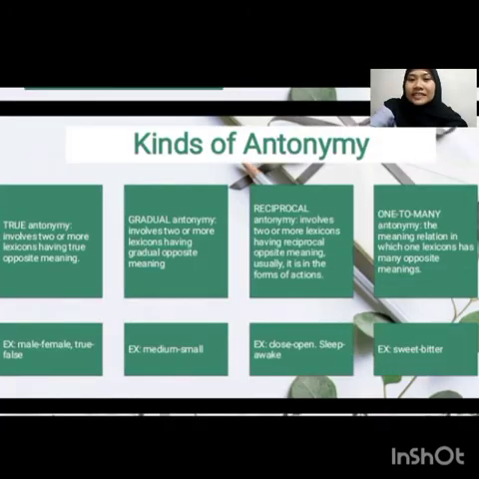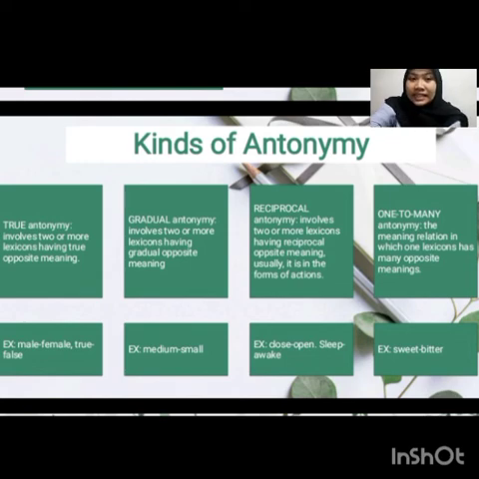The last is kinds of antonymy. The first is true antonymy. True antonymy involves two or more lexicons having true opposite meaning. The examples are small, big, and male, female.